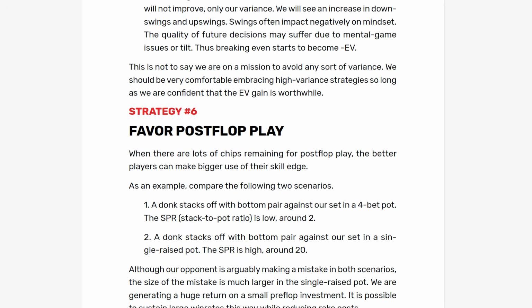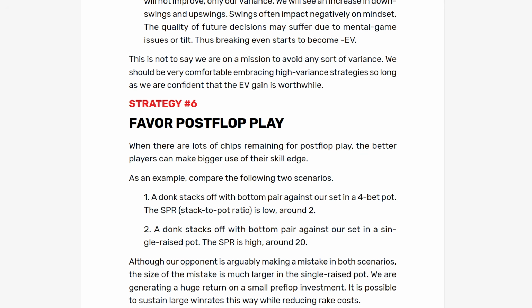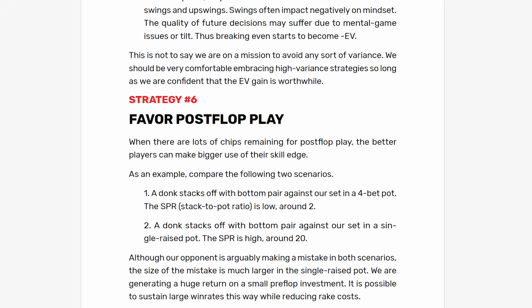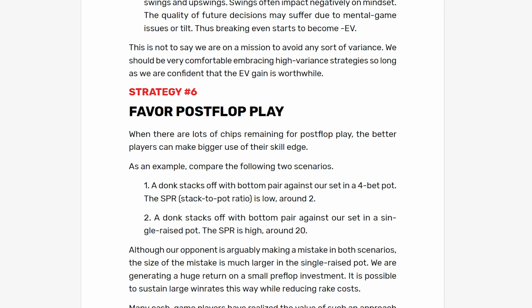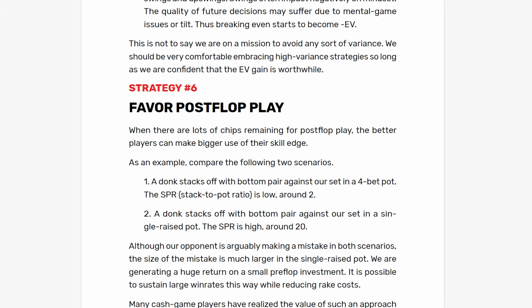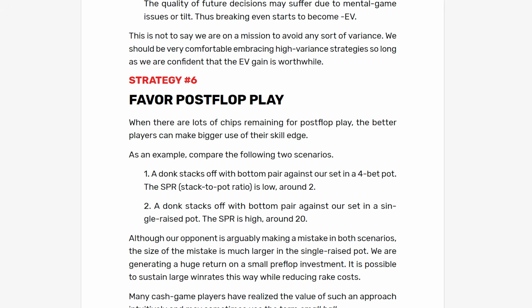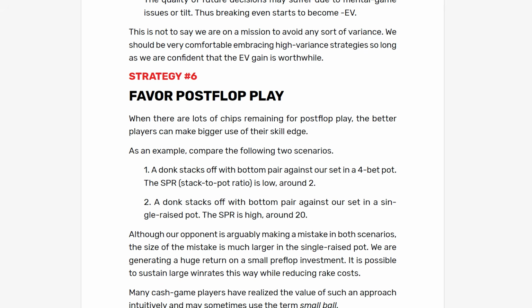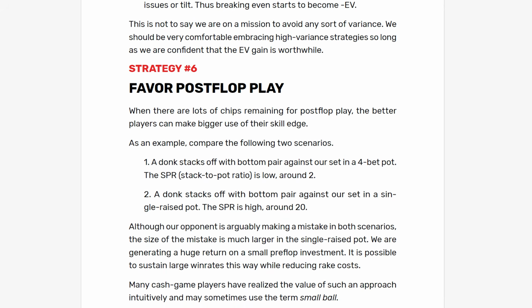1. A donk stacks off with bottom pair against our set in a 4-bet pot. The SPR is low, around 2. Scenario 2. A donk stacks off with bottom pair against our set in a single raise pot. The SPR is high this time, around 20. Although our opponent is arguably making a mistake in both scenarios, the size of the mistake is much larger in the single raise pot. We are generating a huge return on a small preflop investment.